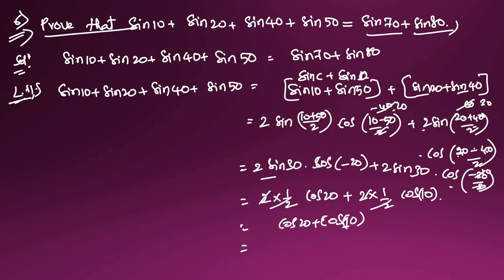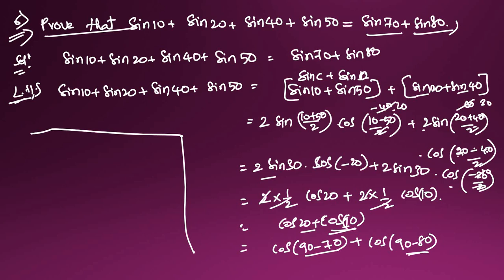Now here, I will write it as cos of 90 minus 70, which is cos 20, and plus cos of 90 minus 80. So 90 minus 80 is equal to 10. So here we write cos of 90 minus 70 is equal to sin 70 will come here. Sin 70 plus cos of 90 minus 80 is equal to sin 80 will come here. So this we have to prove here. So this we got here.